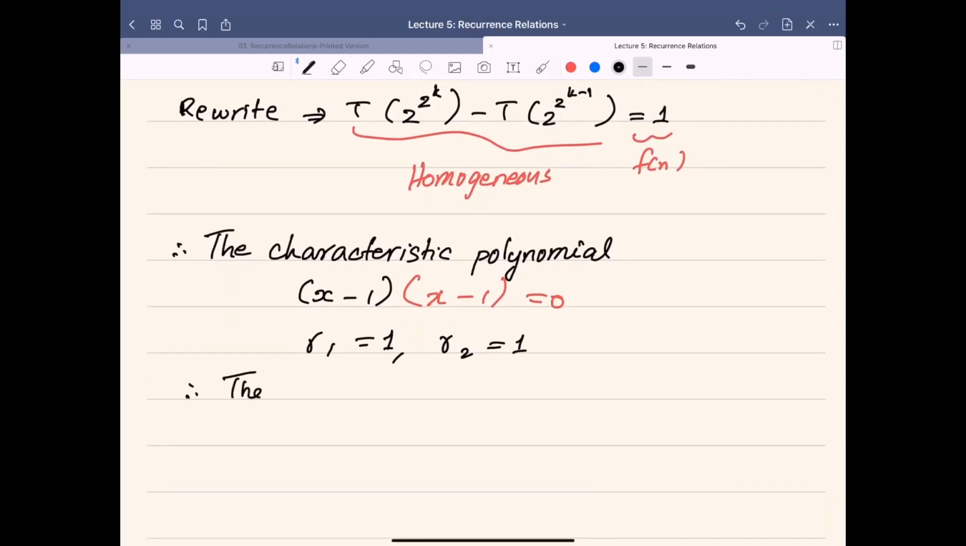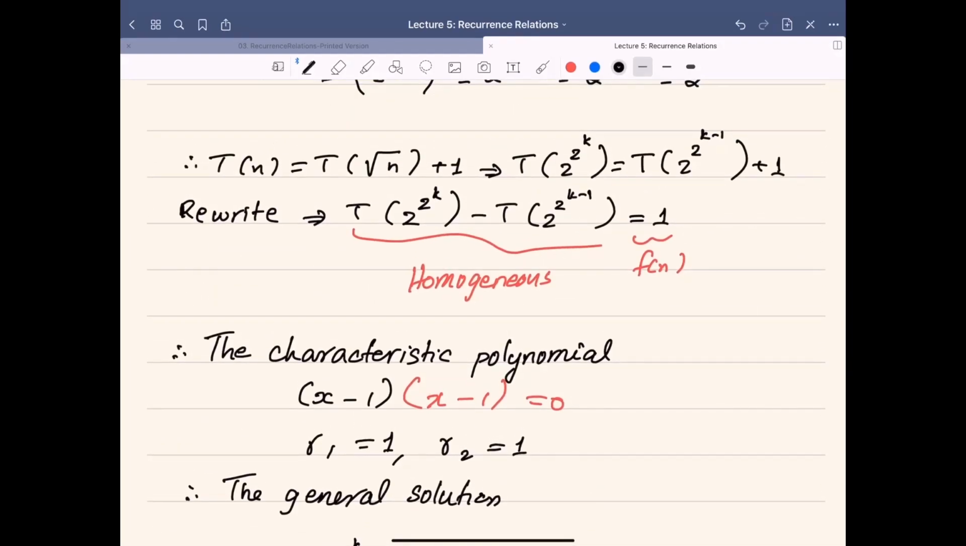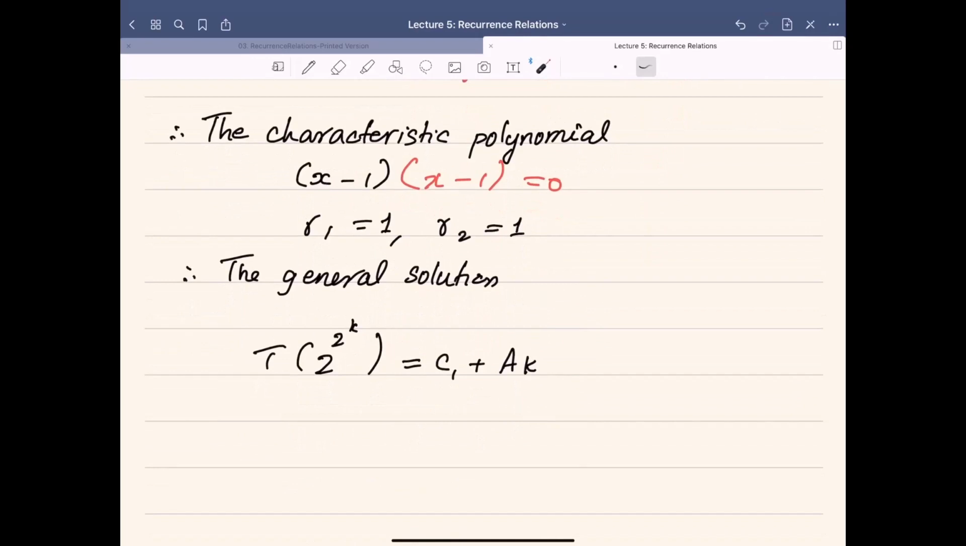So the general solution for t of 2 to the power 2 to the power k will be equal to c1 plus a k. Now we are finding the general solution for this recurrence relation. And this recurrence relation is written in terms of k because it was transformed. So this is our equation.